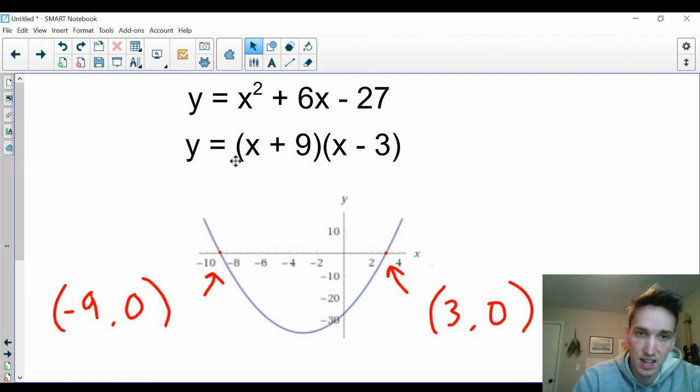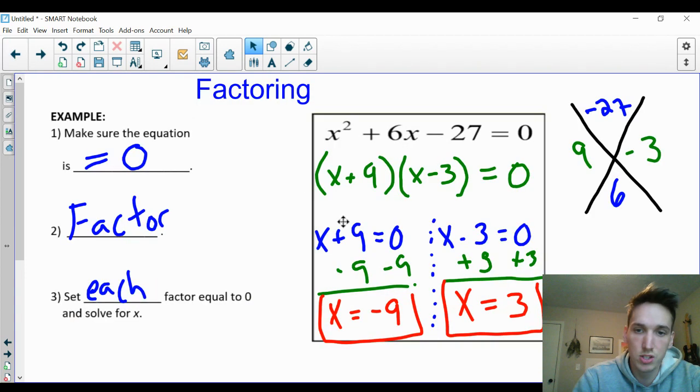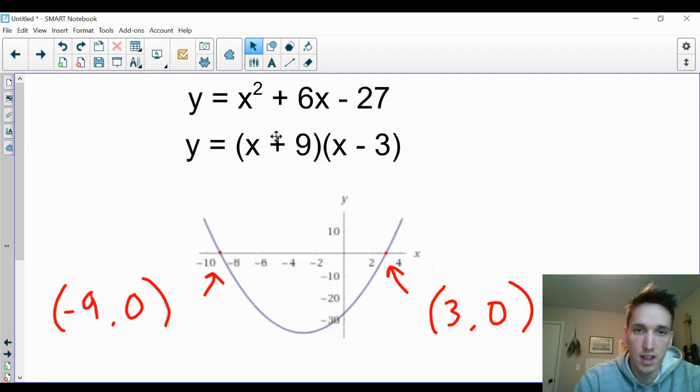Well, the reason these signs change to the opposite sign is, if we look at the previous page, because of this step we did here, right? By having to do the opposite operation in order to get x by itself. Plus 9, we had to subtract 9 from both sides. Minus 3, we had to add 3 to both sides. That's why these symbols change to the opposite sign when we're talking about the x-intercepts, right?